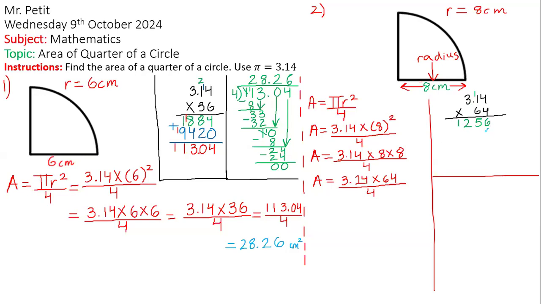6 times 4 is 24. Put the 4 down, carry the 2. 6 times 1 is 6, plus 2 is 8. 6 times 3 is 18. And we add the 2.